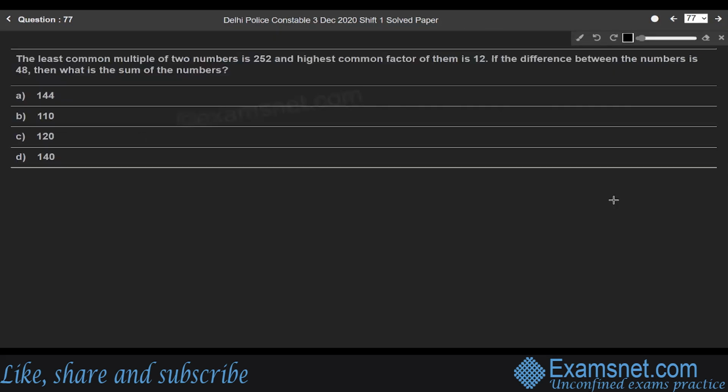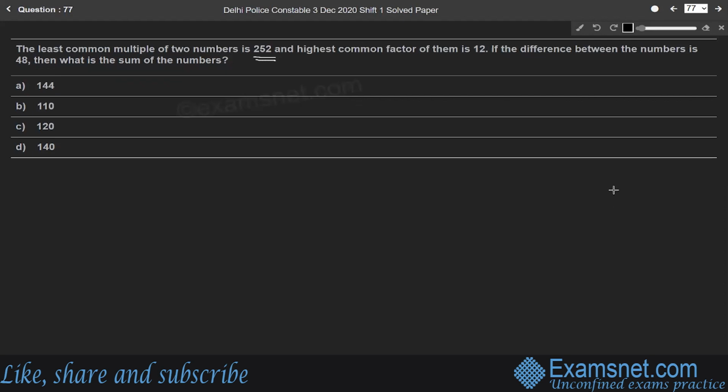Question 77. The least common multiple of two numbers is 252 and highest common factor of them is 12. If the difference between the numbers is 48, then what is the sum of the numbers? So let the two numbers be x and y. It is given that difference between the numbers is 48. Therefore, x minus y is equal to 48.